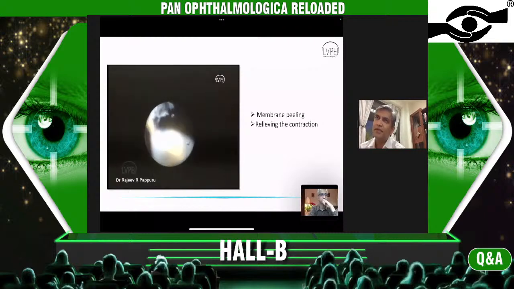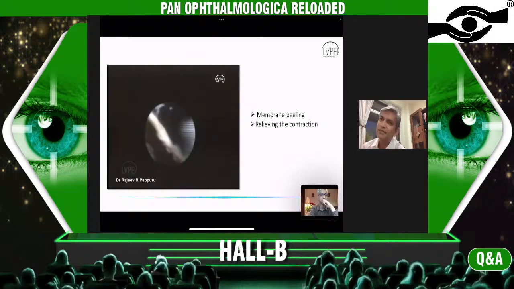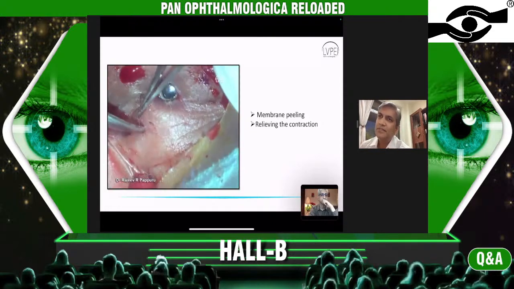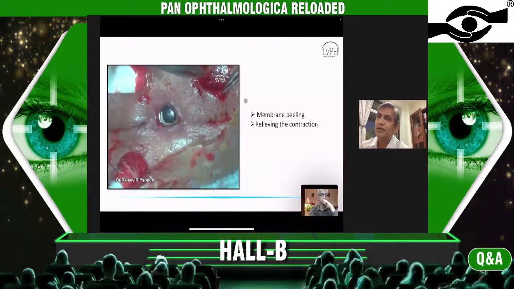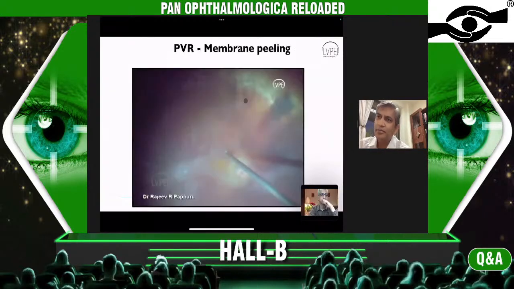That will give you a proper plane to dissect, and you may inject a little bit of PFCL into that opening, which starts opening up the funnel, and then you start peeling the membranes well. That's one thing which helps in dealing with proliferative retinopathy with closed funnel detachments. The next one is dealing with membranes.